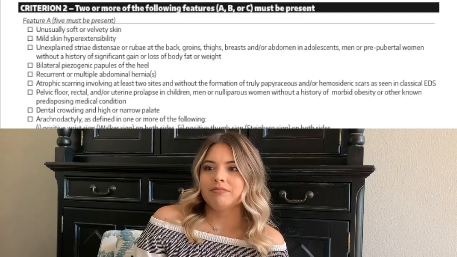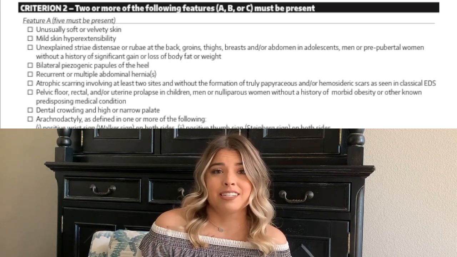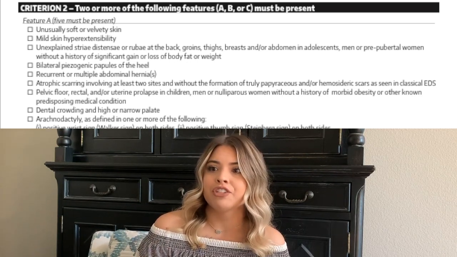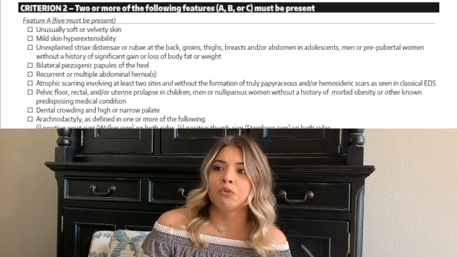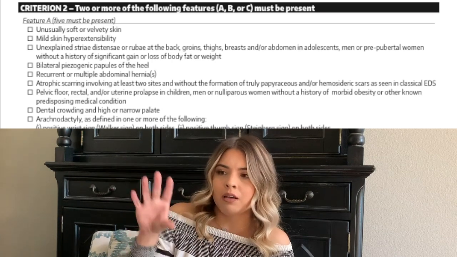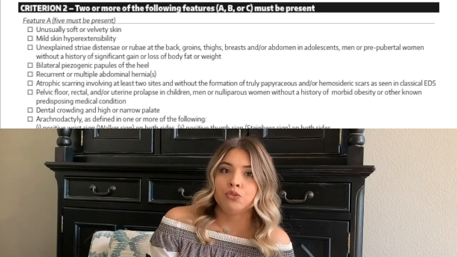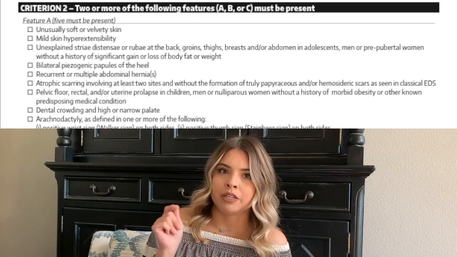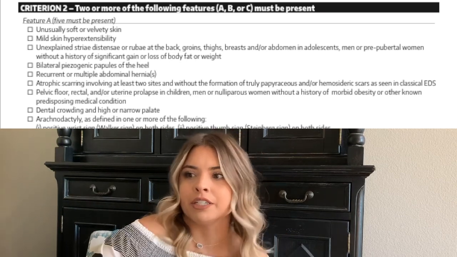We are going to move on to criteria 2, which is just a big checklist. It's a big checklist, and you have to get 2 or more of the following features. So there's an A, a B, and a C, and 2 of them must be present to get a check on, yes, you pass criteria 2.